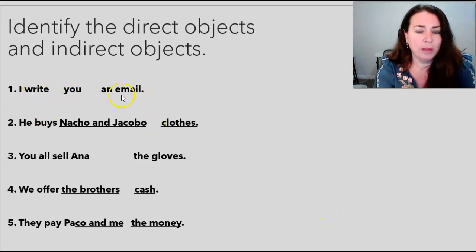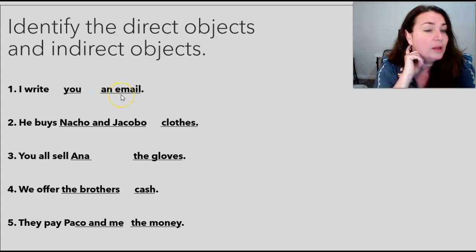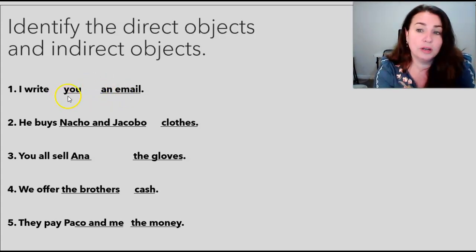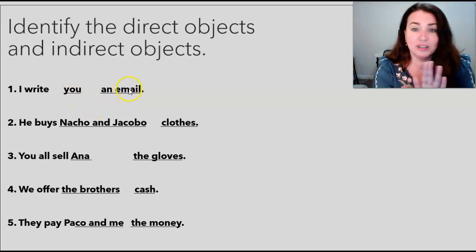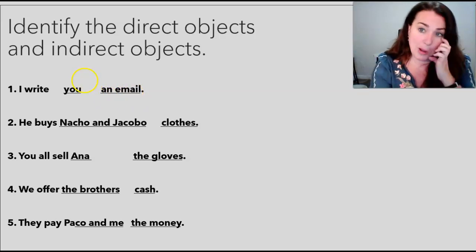I write you an email. So what's in your hand? It's the email. That's the direct. To whom are you writing it? You. So you is going to be the indirect because you're receiving the benefit of the email. So this is what we're replacing. Last week we replaced this. We're just going to isolate the skills and leave this alone so that we're only going to worry about one thing and we're only going to replace the indirect.